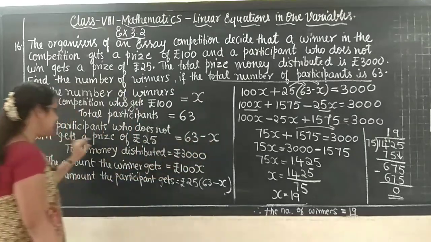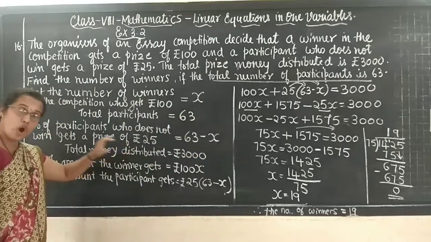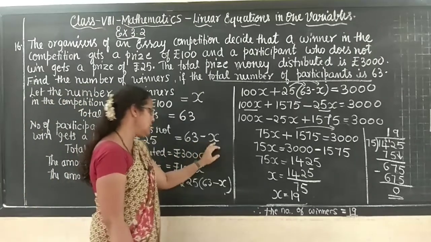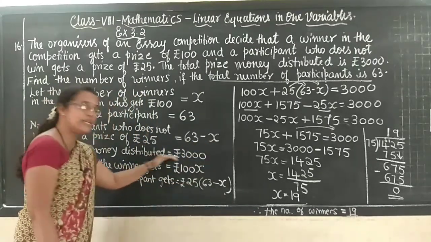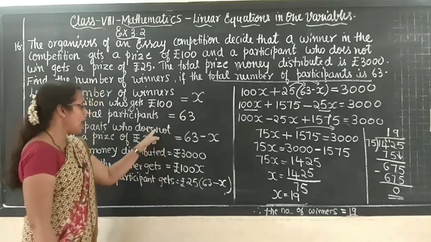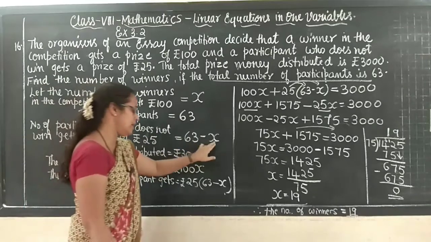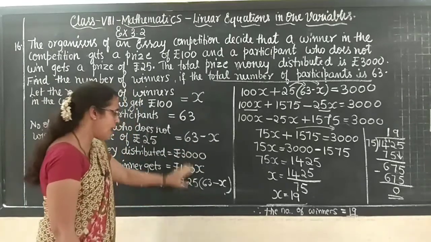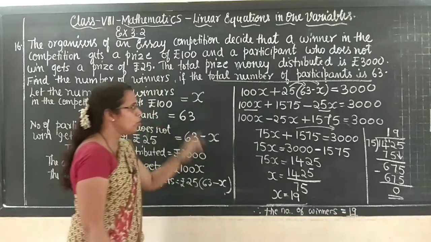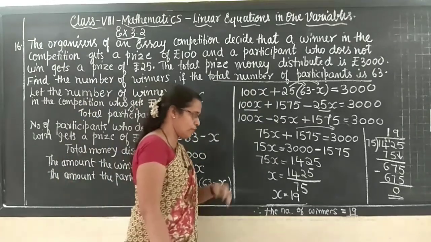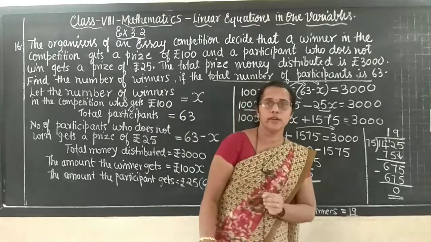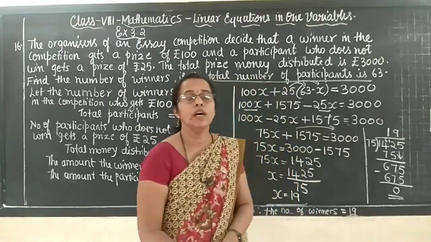Those who do not win get 25 rupees. They are 63 minus y. So the total amount is given, which means you should convert it: 100 into y as the amount, and 25 into 63 minus y is the amount. When you add these, you will get 3000. This is the method. Hope you all understood this problem. Do it slowly, understand it one by one, and then do it. That's all about this problem.